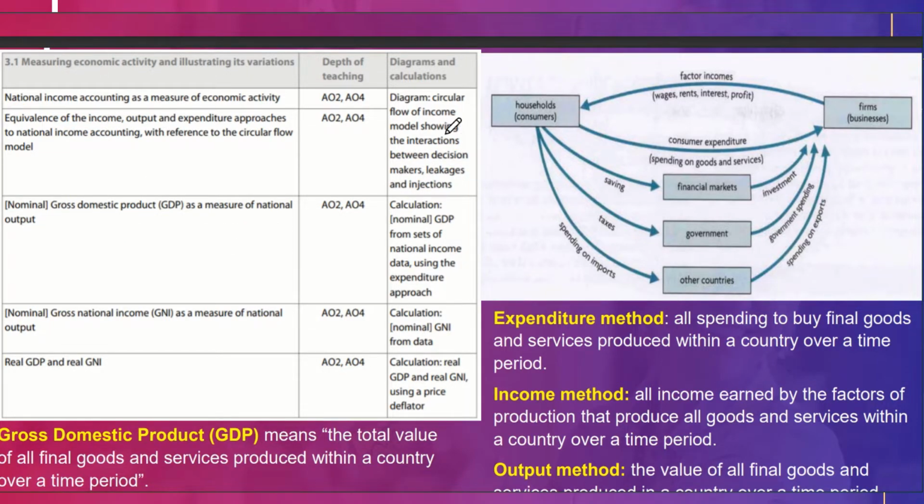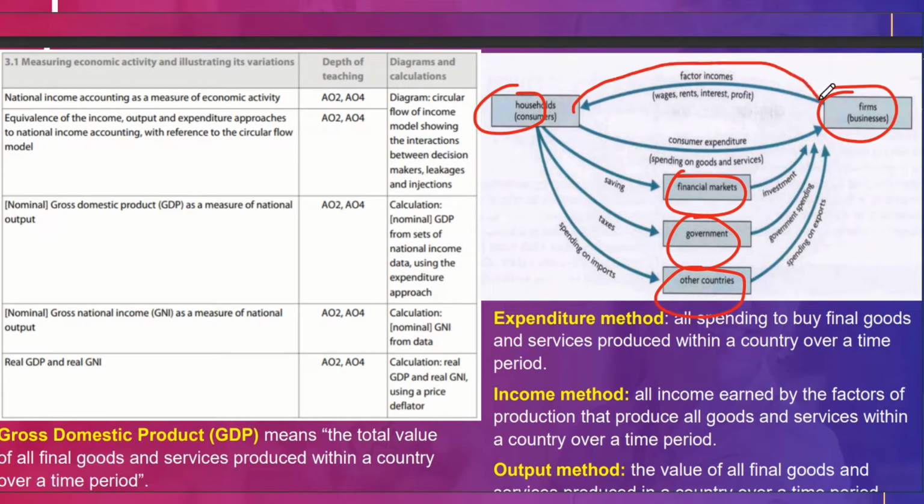Look at the economic decision makers: households, firms, government, financial markets, banks, and other countries, that is, foreign countries abroad. Households are providing factors of production to the firms, and for that the firms are paying wages, rent, interest, and profit. Meanwhile, the firms are making a product and sending it to the product market, where households are buying the product and making an expenditure. That is the income to the firms. This is how the transaction is taking place between the parties.